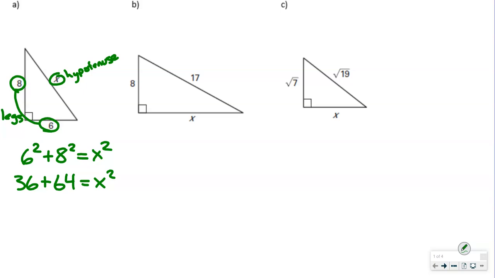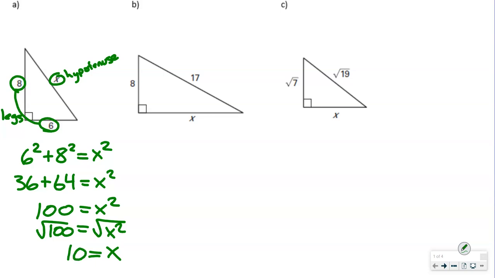So then 36 and 64 gives us 100. Now 100 equals x squared. It doesn't equal x. So to find the value of x, we need to square root both sides. So I would say the square root of 100 equals the square root of x squared, which is x equals 10. So our hypotenuse, x, is 10.